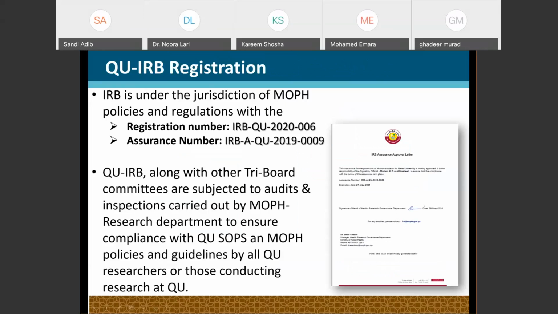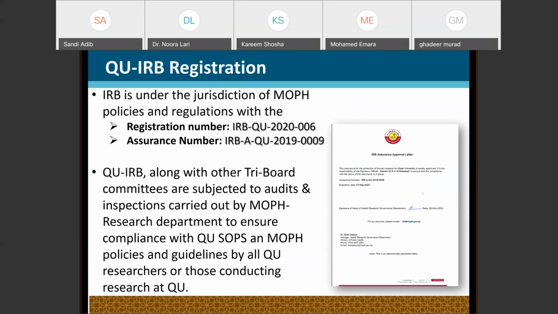So the QUIRB registration: since Qatar University has its own institutional review board, it has to be registered by the Ministry of Public Health. This registration gives the QUIRB committee the authority to approve, require modification, or disapprove any research covered under human subject research. And also, it has to abide by all the guidelines, regulations, and policies pertaining to research involving human subjects that the Ministry of Public Health has set.